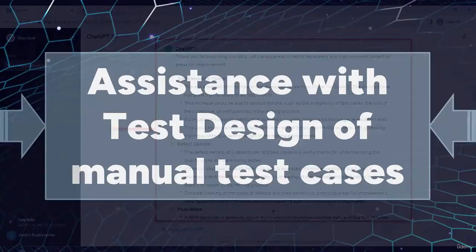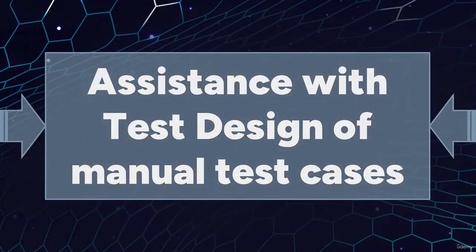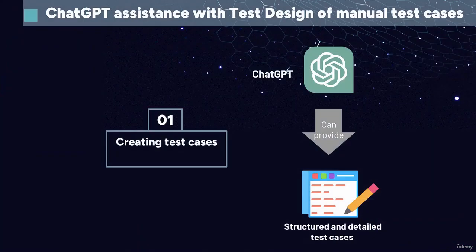Let's move on to the next case where the QA engineer might use ChatGPT, and that is 4. Assistance with test design of manual test cases. A QA engineer may turn to ChatGPT during the test design phase for various purposes, such as 1. Creating test cases. ChatGPT can provide structured and detailed test cases during the test design phase, ensuring comprehensive coverage of positive and negative scenarios of the testing component.